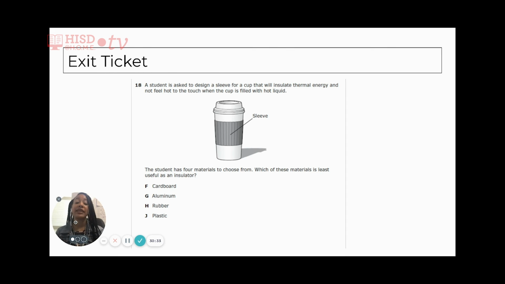If we're asking for the least useful as an insulator, what should we be looking for? Should we be looking for an insulator as an answer choice, or a conductor? Right. To answer this question correctly, we should be looking for a conductor. So if we look at the four answer choices, cardboard, aluminum, rubber, and plastic, which of those represents a conductor? Yes, that answer would be G. Aluminum is a metal, therefore it is going to be the conductor out of the four answer choices.